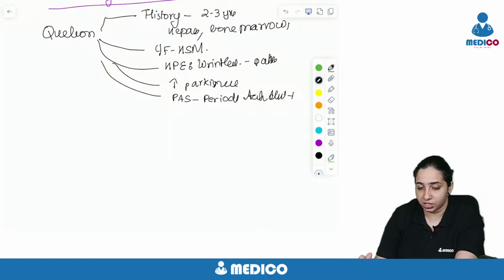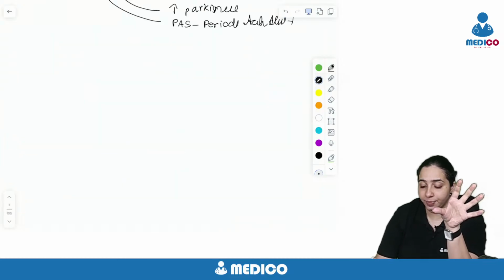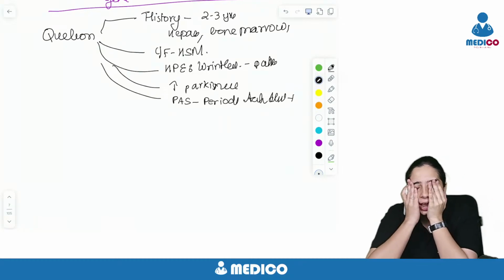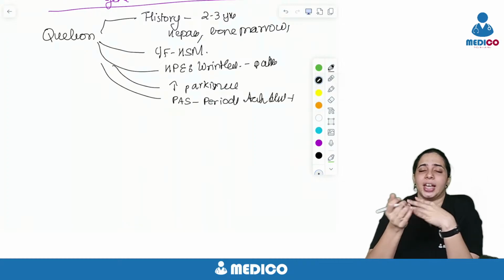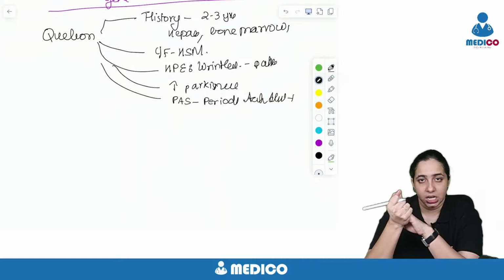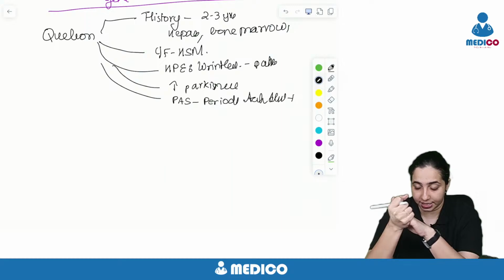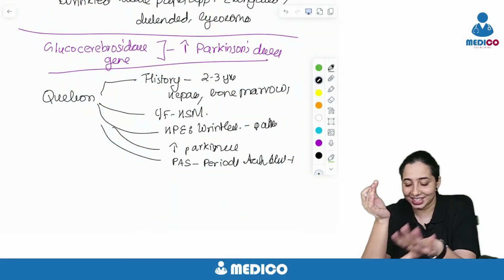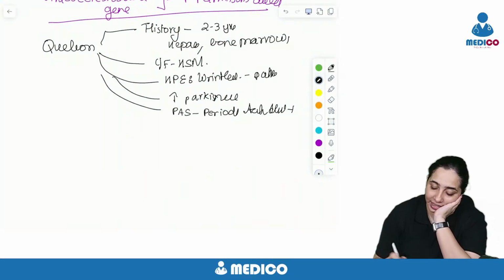So in a nutshell, this is all you need to know about Gaucher's disease. Again, you will have a condition in which a child is presenting usually with hepatosplenomegaly, with some sort of mental retardation. Then there might be presence of Gaucher cells. Then the enzyme which is absent is glucocerebrosidase, and this gene causes an increase in Parkinson's disease.